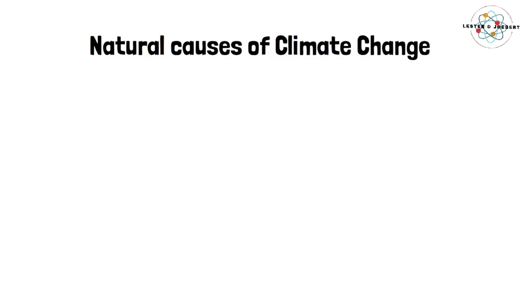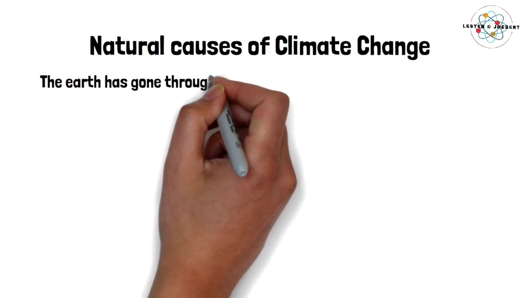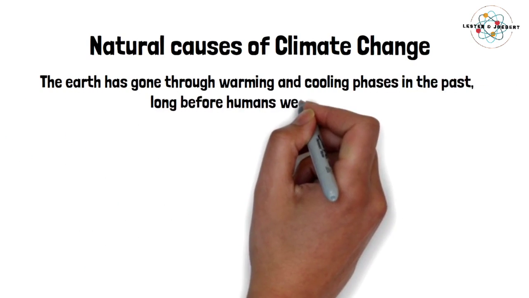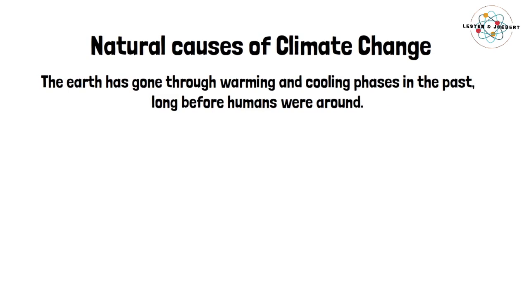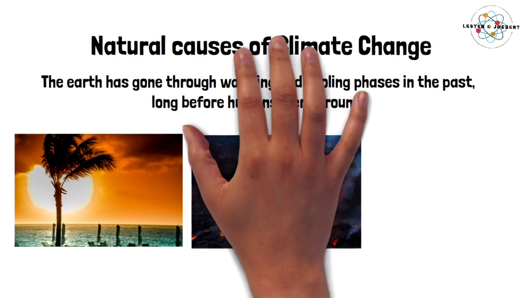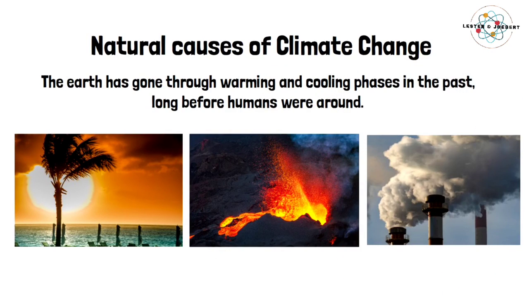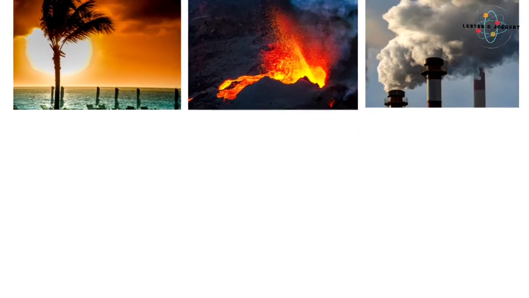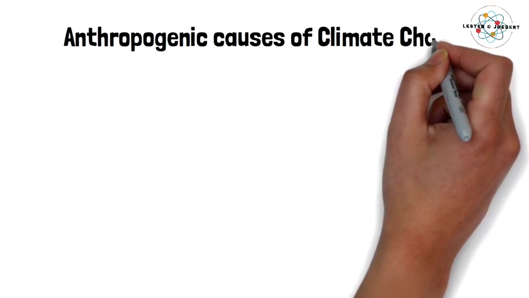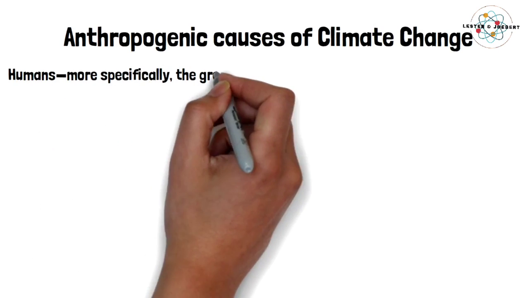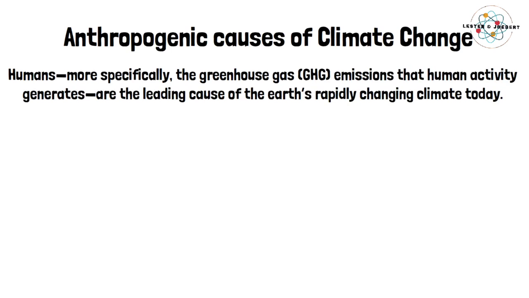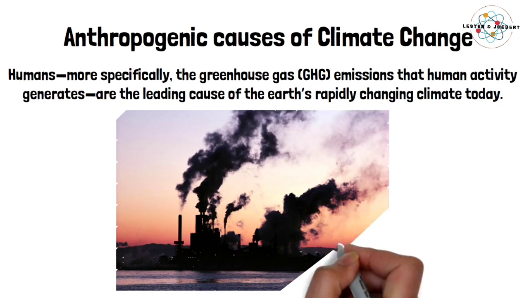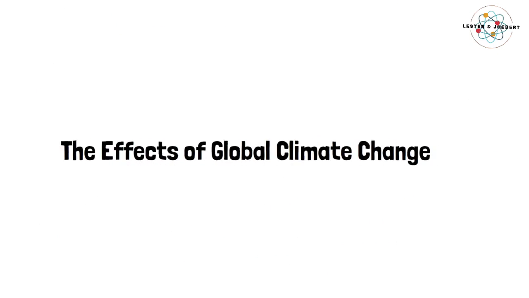First, we have the natural causes of climate change. The Earth has gone through warming and cooling phases in the past, long before humans were around. Forces that could contribute to climate change include the sun's intensity, volcanic eruptions, and changes in naturally occurring greenhouse gas concentrations. Second, we have the anthropogenic causes of climate change. Humans, more specifically the greenhouse gas emissions that human activity generates, are the leading cause of the Earth's rapidly changing climate today. The effects of global climate change.